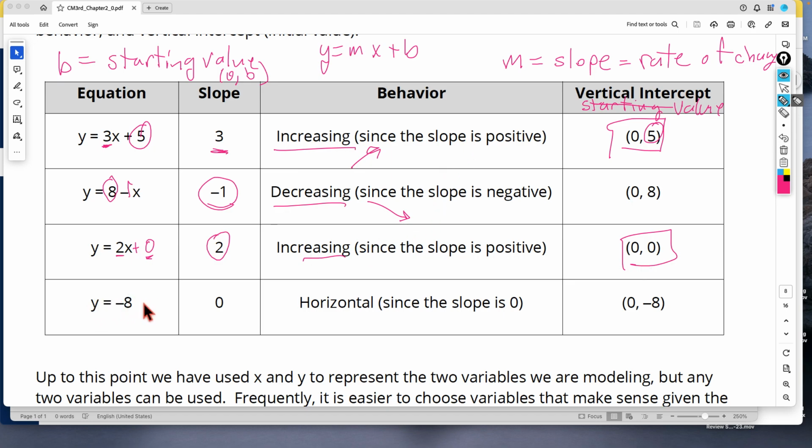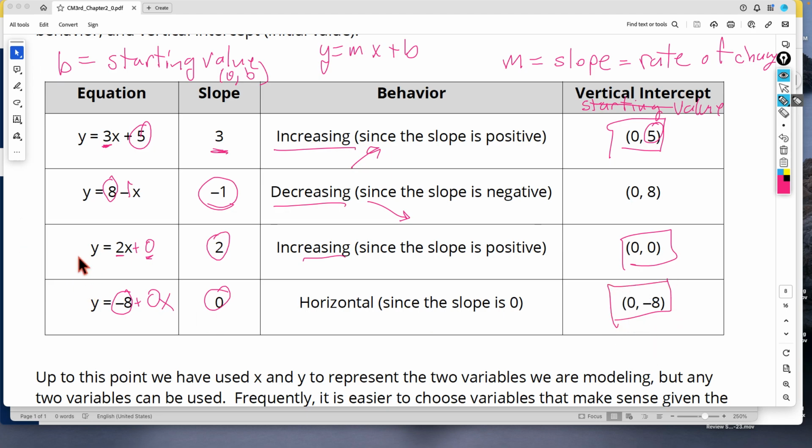And finally, this one, notice there is no x. Why is there not an x? Because there's really a slope of 0, 0x. So the slope is 0, but when you have 0 times x, you get 0, and it just sort of disappears, and we don't have anything there. But that's the way to think of it. We do have a number, -8, so that's our vertical intercept, our starting value, 0, -8.